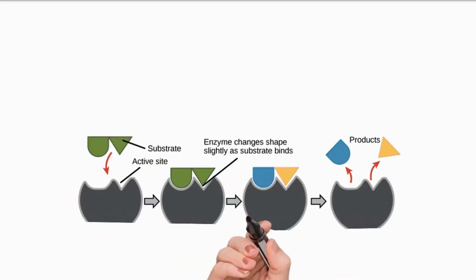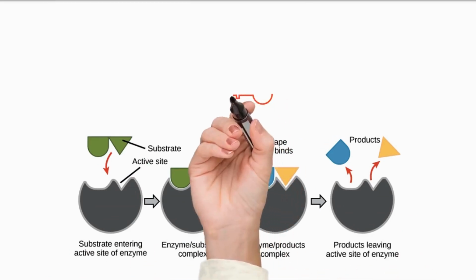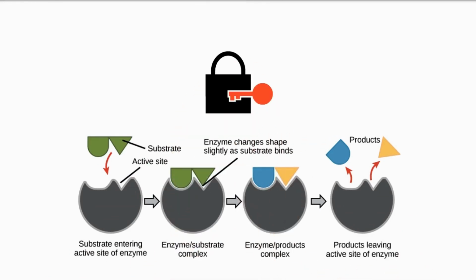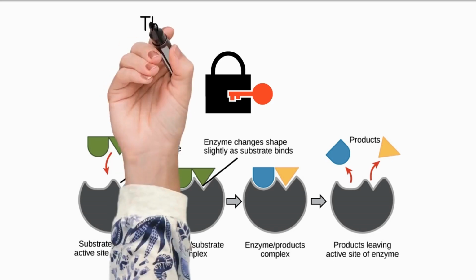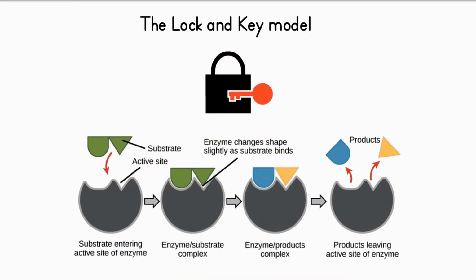The substrate fits into the active site of the enzyme like a key fitting into a lock. Just as a key will only fit one lock, a substrate will only fit into the active site of a particular enzyme. This is known as the lock and key model of enzyme action.